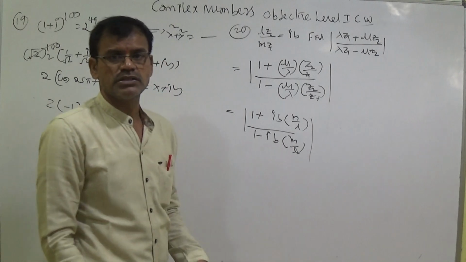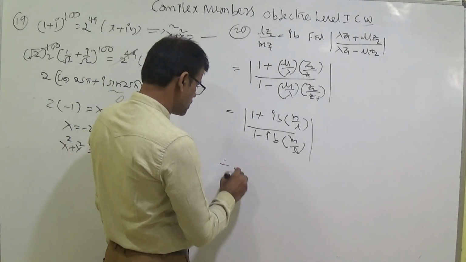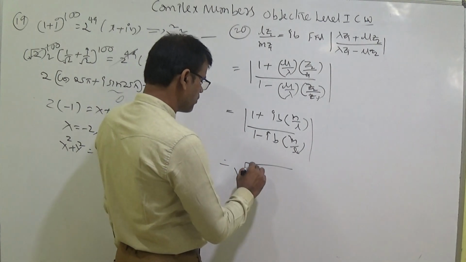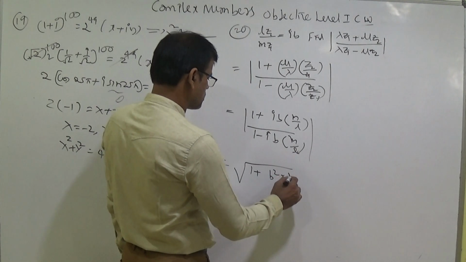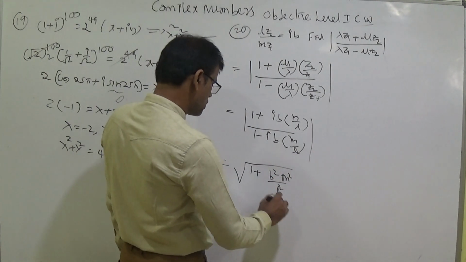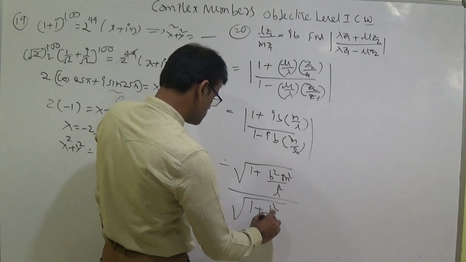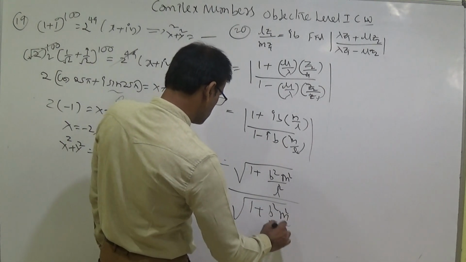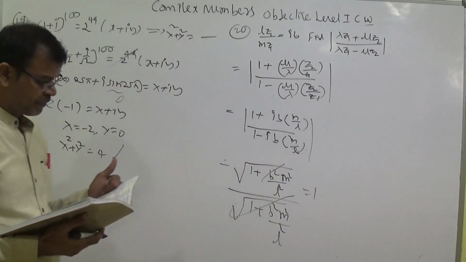Modulus of Z1 by Z2 is equal to modulus Z1 by modulus Z2 separately. So this is root of component square plus component square: 1 plus B square M square by L square, by root of 1 plus B square M square by L square. Everything gets cancelled, answer is 1.